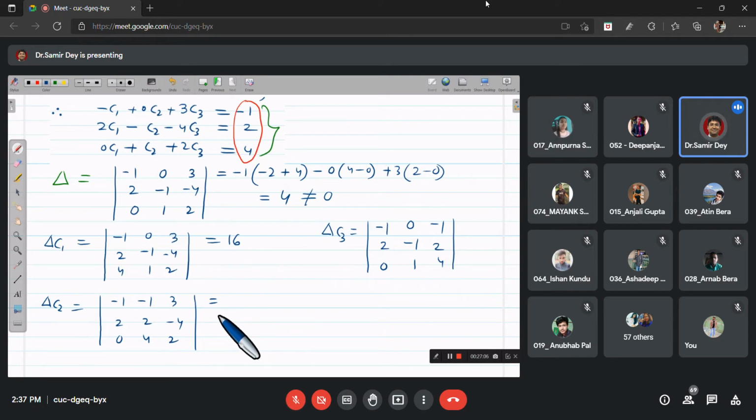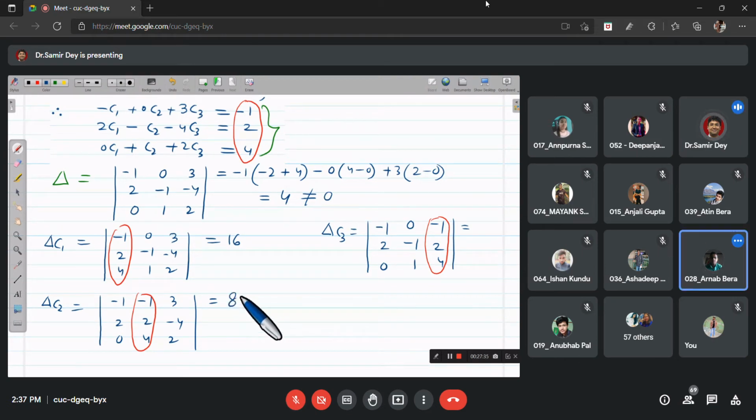Everyone, please check carefully. So in del C1, we are replacing this. In del C2, we are replacing this. And in del C3, we are replacing that portion from del. I think already you know that. Anyone can tell me what is the del C2 value? 8, sir. Okay. What is del C3? Anyone?